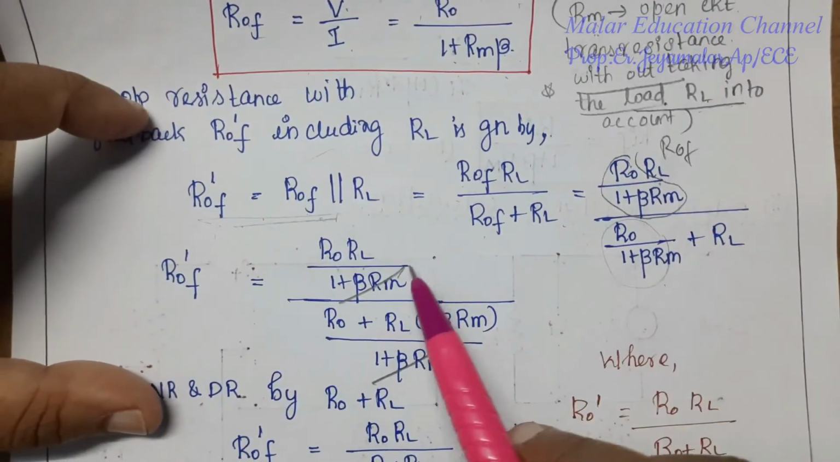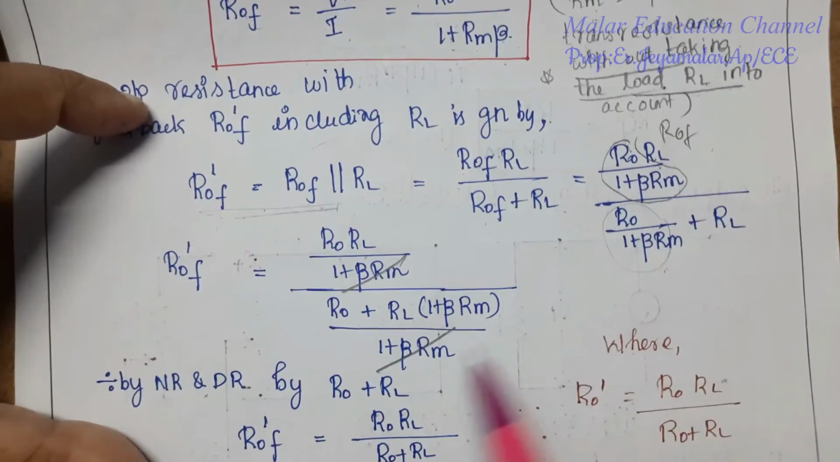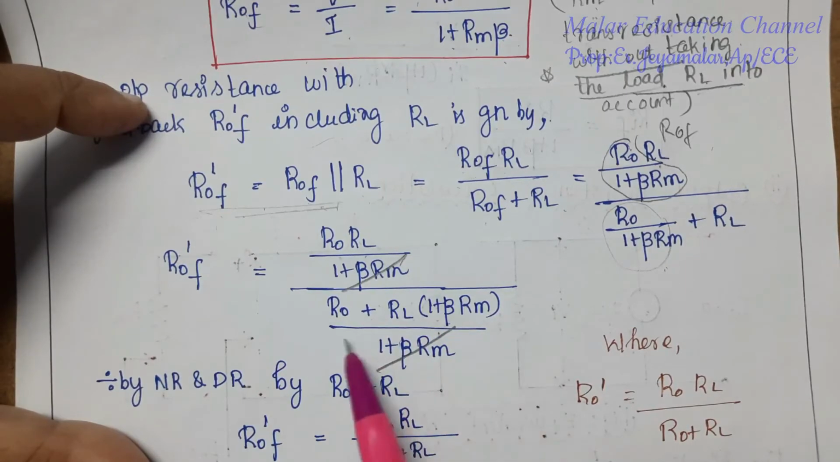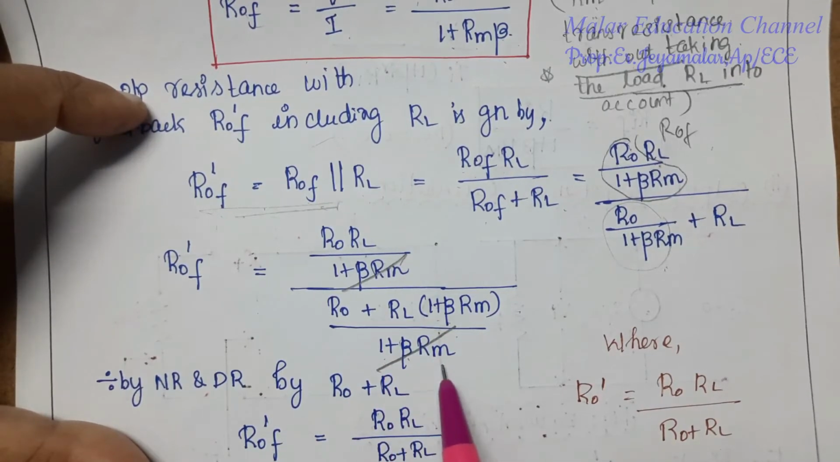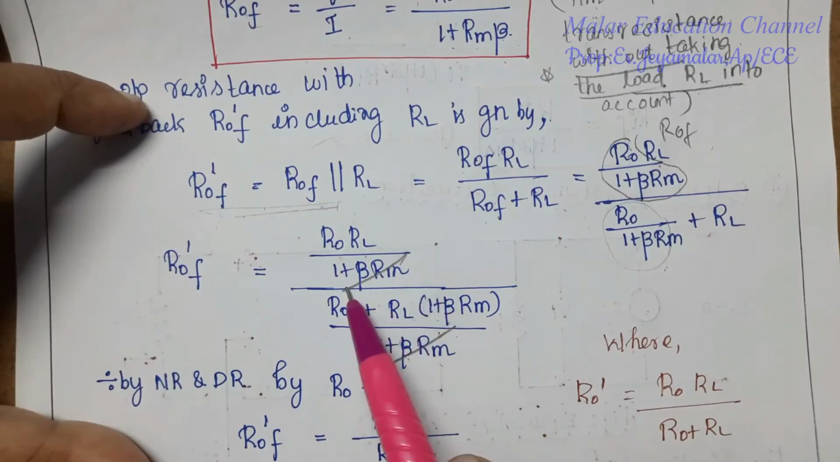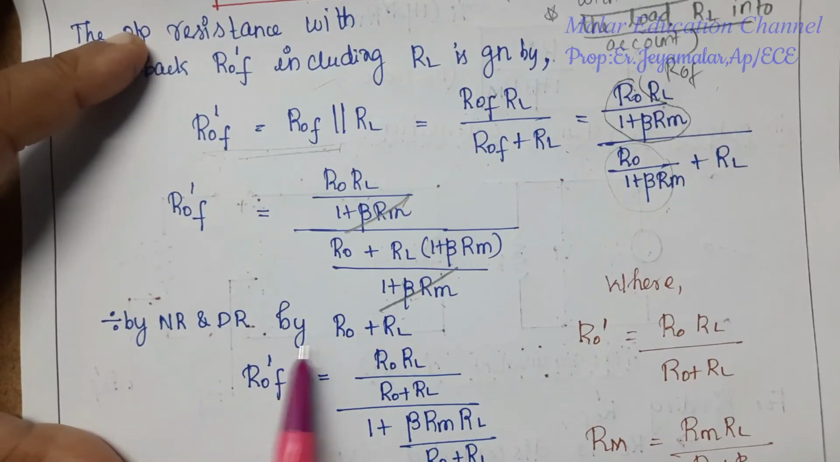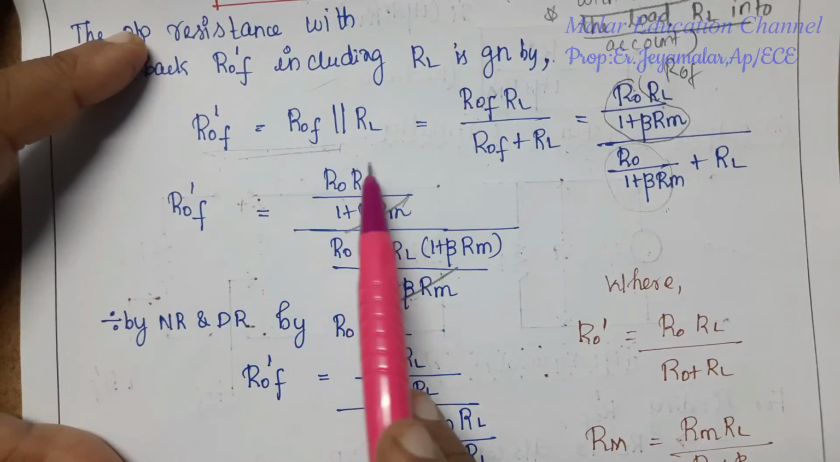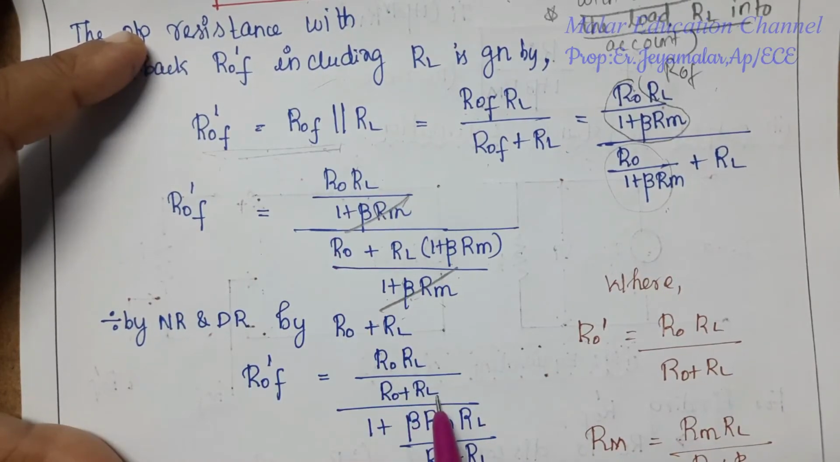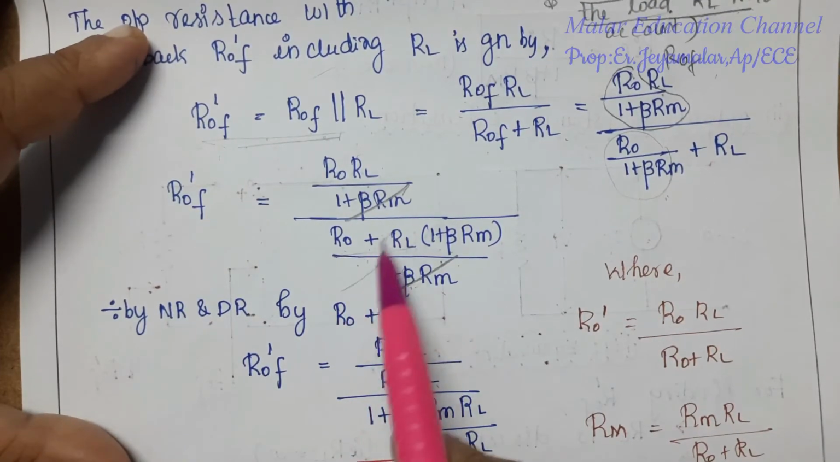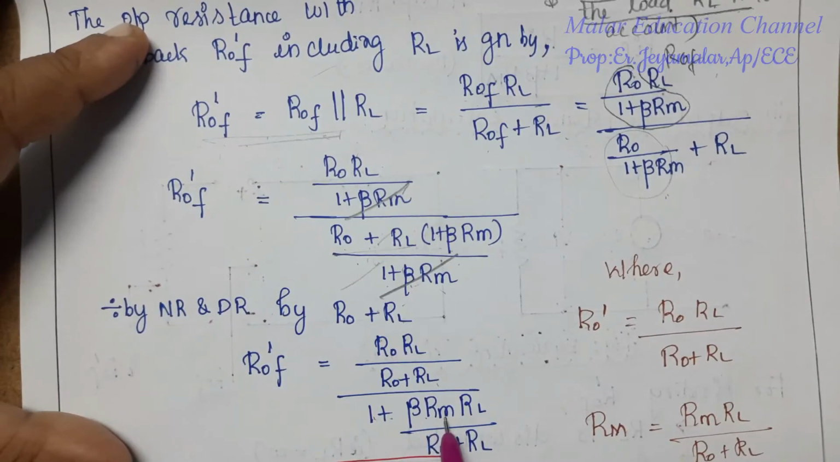The numerator is the same. For the denominator, take the LCM. So the LCM means the numerator is R0 plus RL, bracket 1 plus beta into Rm, the whole divided by 1 plus beta into Rm. The numerator term 1 plus beta into Rm and the denominator term 1 plus beta into Rm get cancelled. Next step, divide the numerator as well as the denominator by R0 plus RL. So the numerator term is R0 RL divided by R0 plus RL, and the whole divided by the denominator R0 plus RL; R0 plus RL divided by R0 plus RL gets cancelled. So 1 plus beta Rm RL divided by R0 plus RL.